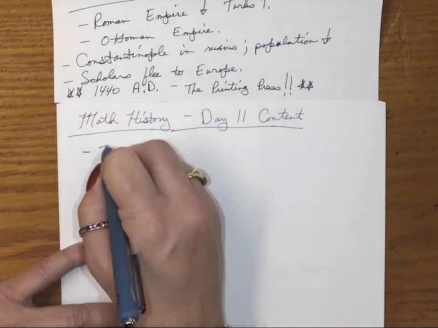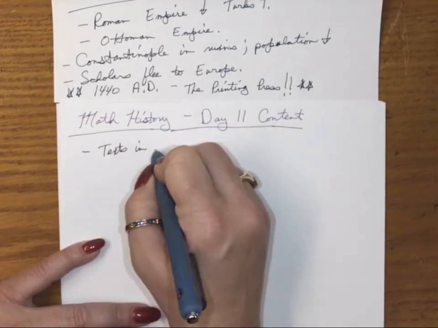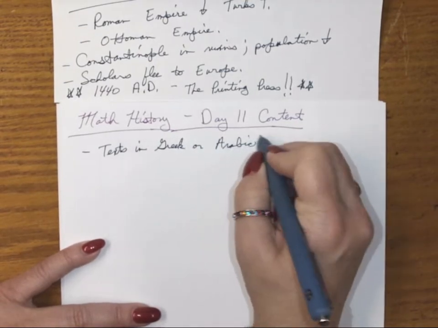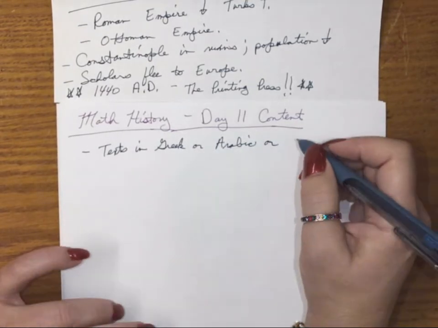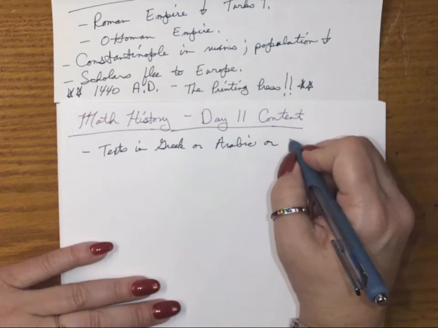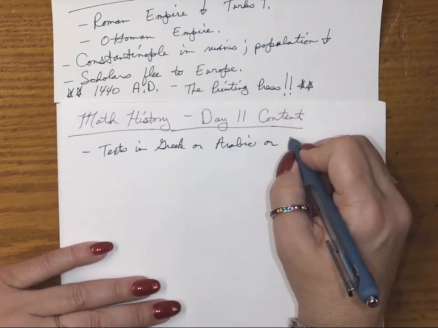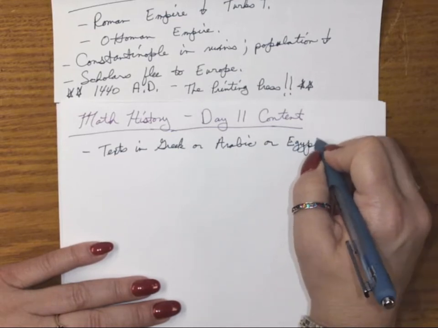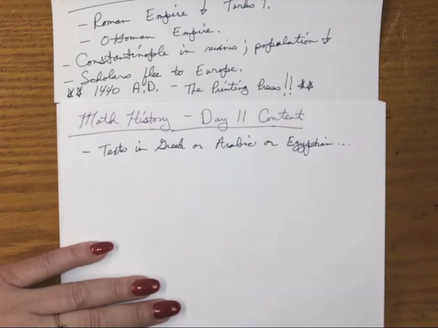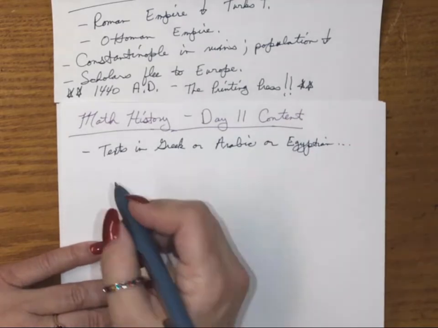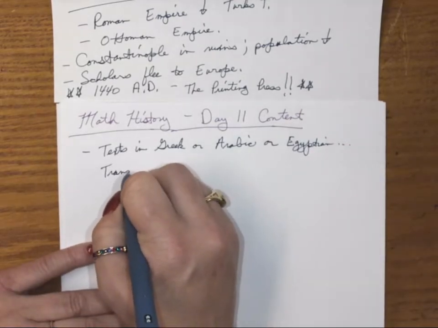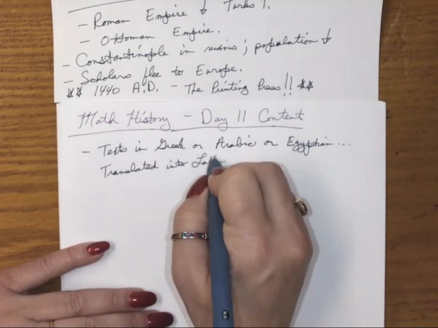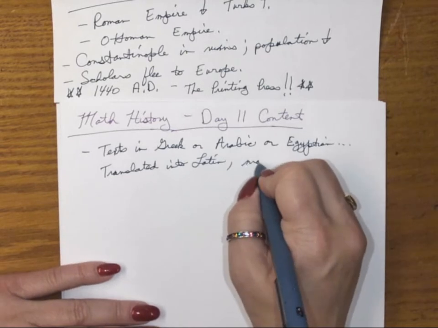So texts that were in Greek or Arabic, or even some form of, I can't think of what the word is right now. I don't want to say hieroglyphics. It's the other one, demotic, Egyptian, we'll say. Okay, things that are in those, they're going to get first translated into Latin, because that is the language of the scholars. And then they're going to get mass printed.